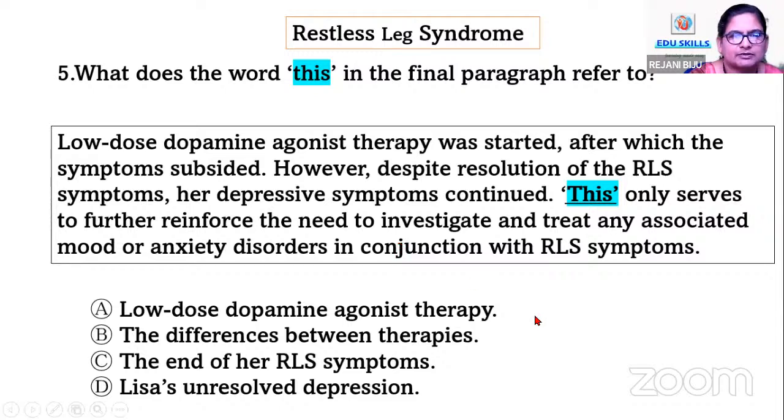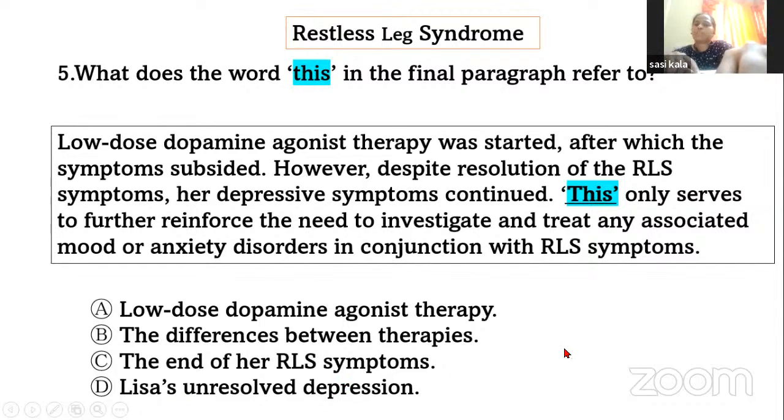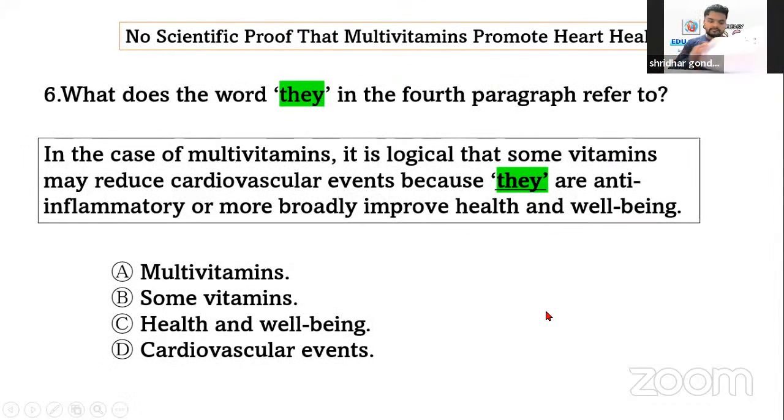The particular paragraph is not given in full here, and therefore you are not able to find out the name of the person given there. So "her" means it is somebody, a person. Okay, so it denotes a woman. So it is Lisa's unresolved depression. Is it clear? Yes, ma'am. Let's go to the next one.